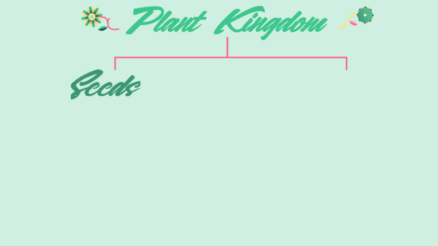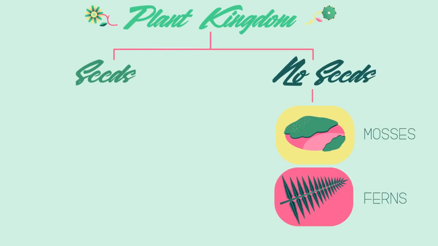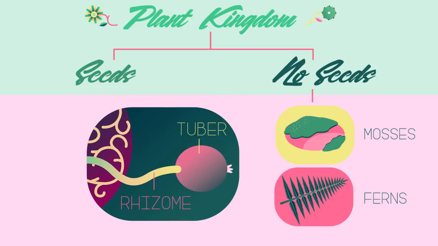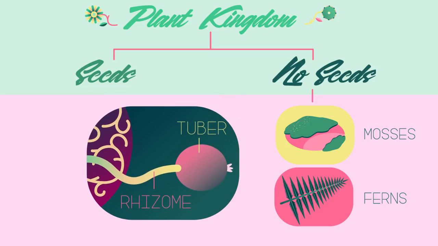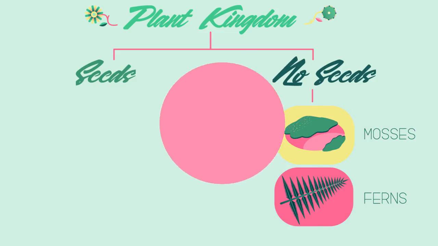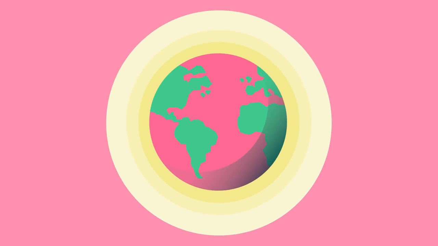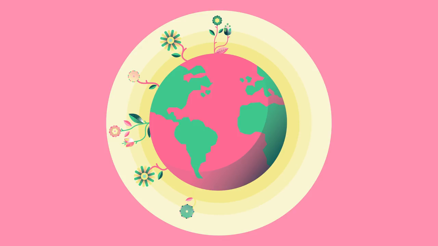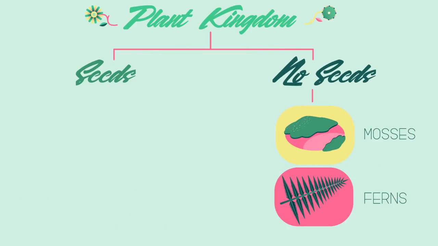The plant kingdom can be split into plants with seeds and plants without seeds. Not every plant grows from a seed, like ferns and mosses for example. They grow from spores instead. Other plants use asexual reproduction and grow new plants from rhizomes or tubers. The evolution of the seed was a huge evolutionary step for plants. It meant they could grow anywhere on Earth in any environment. They were no longer limited to extremely moist conditions.